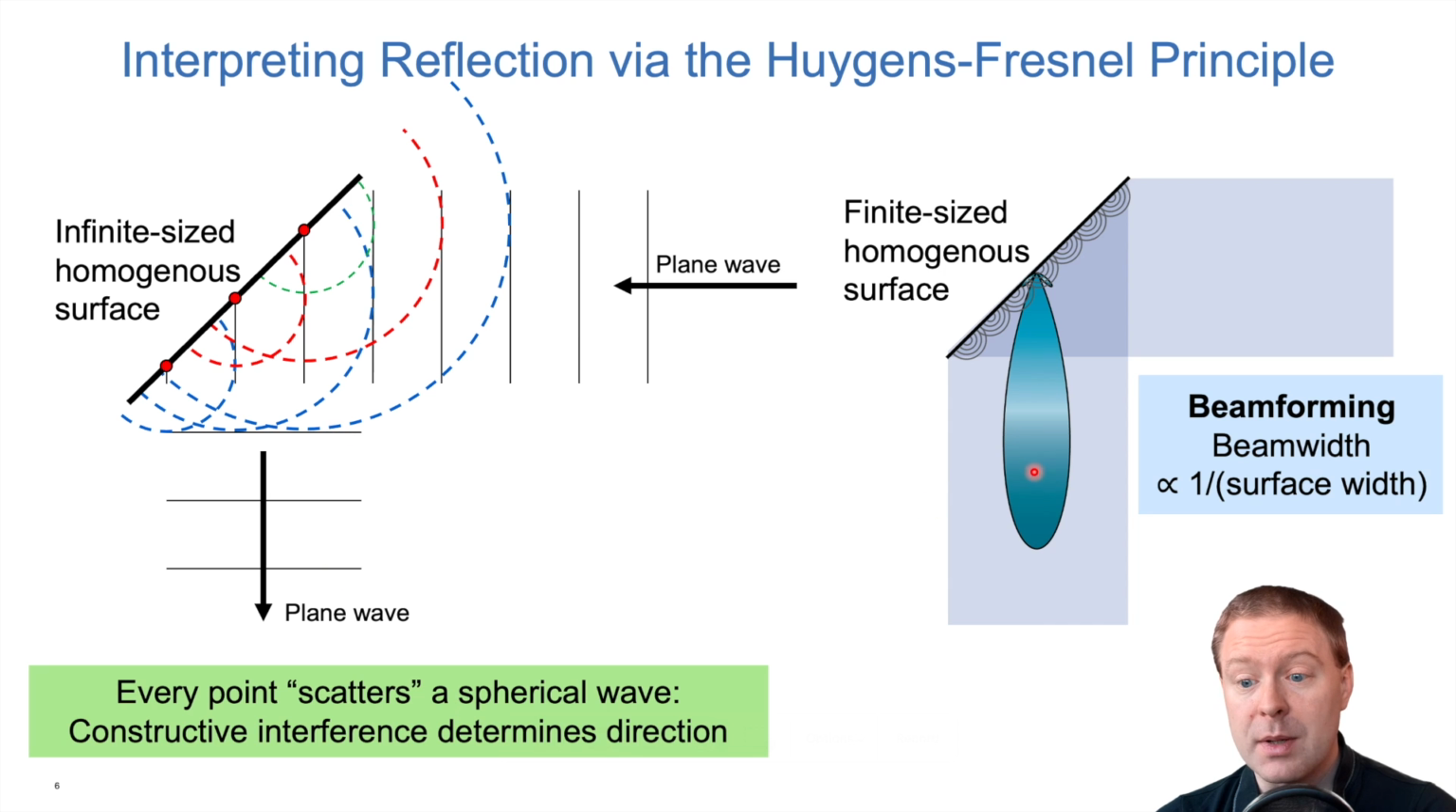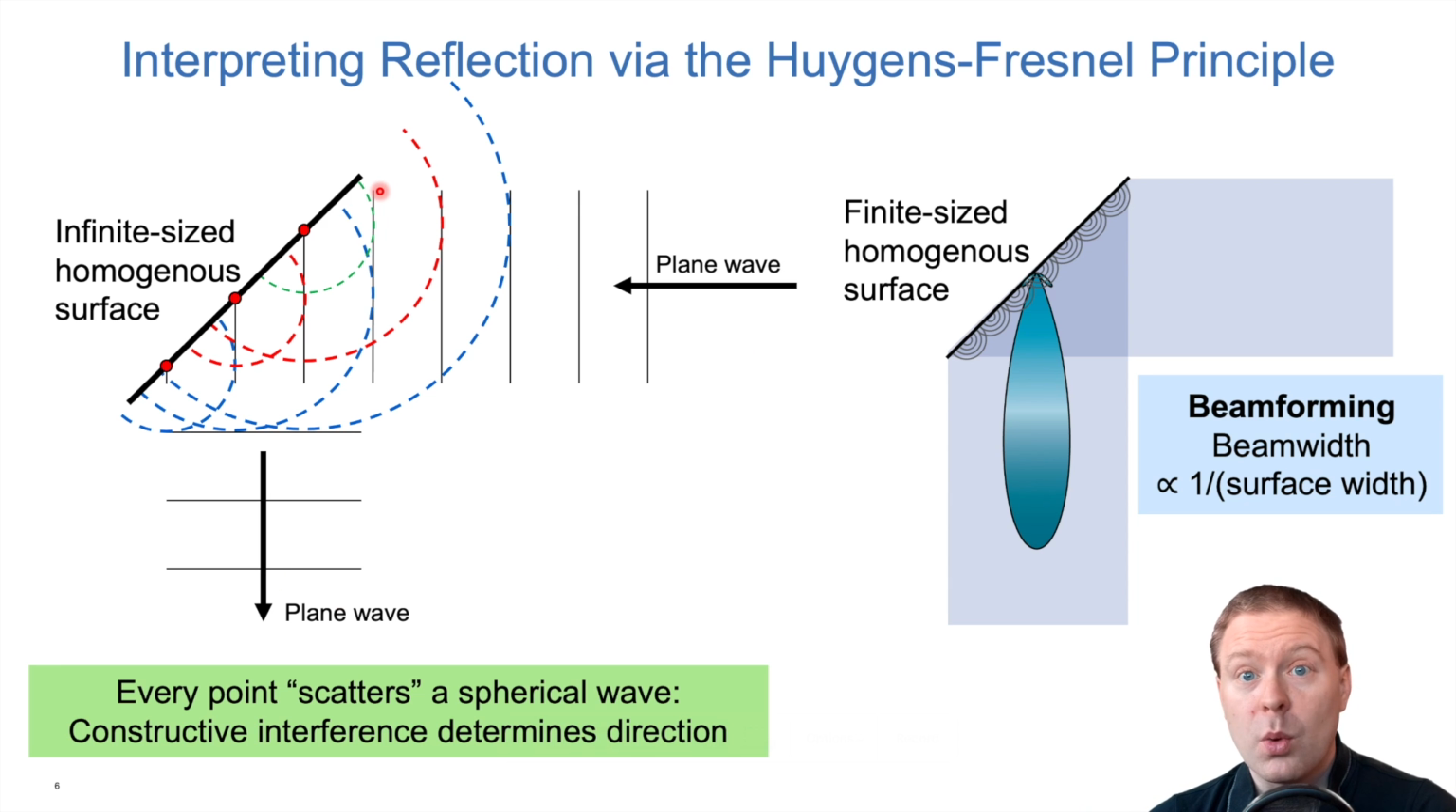It's not a plane wave anymore, but it has a main directivity. And the beam width will be inversely proportional to the width of the surface. That is something that always happens when we are transmitting from an array. And then of course when the surface becomes infinitely large, you have a beam width that goes to 0 and you get a plane wave. So this is how we can interpret stuff like this.